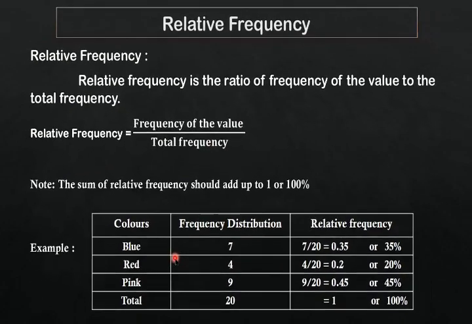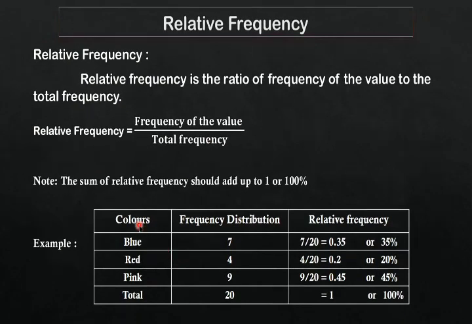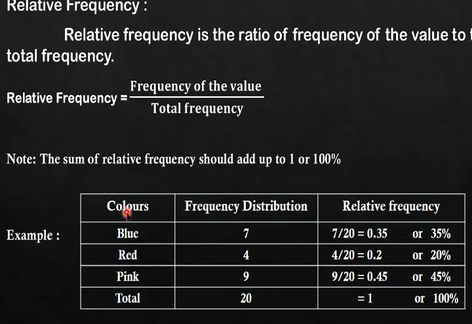Here you can see, in the first column colors are there, in the second column the frequency distribution, and in the third column the relative frequency. In the previous class I already told you what frequency means. Frequency means the number of times an observation occurs. Next, frequency distribution means the tabular arrangement of data showing the frequency of each observation.